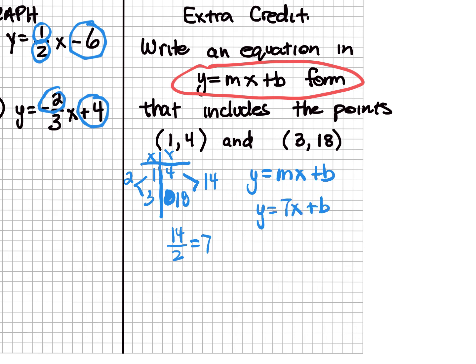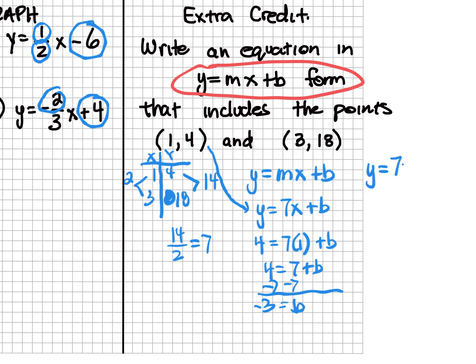If I plugged in one point, either one of these points right here, like let's say this one, 4 is the y, equals 7 times 1 plus b. 4 equals 7 plus b. If I subtract 7, b equals negative 3. So basically what you had to do was you had to take your x term and multiply it by 7, but then you had to subtract 3.